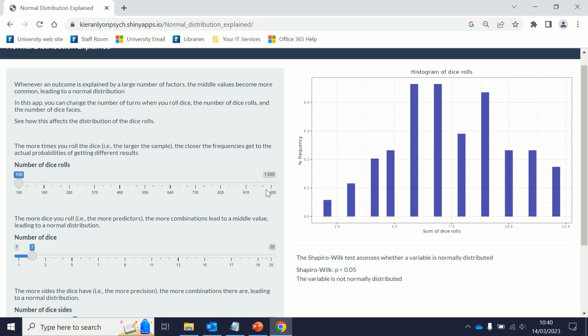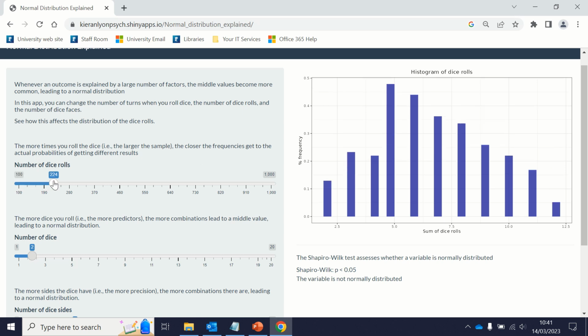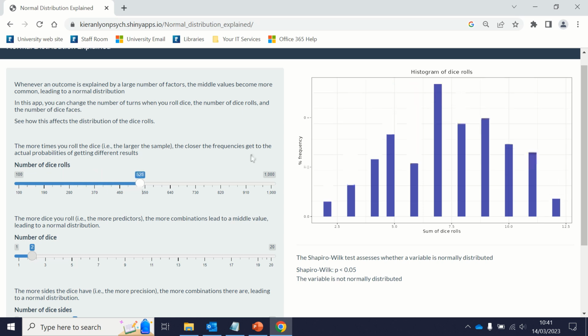So in the case of dice, the more times we roll the dice, the more turns we have and we record, then the closer our frequency in the sample becomes to the actual probability. So let's imagine that we roll the dice more times and more times and more times to 1,000 times. We can see it actually starts to look a bit more normally distributed. So the rule is the more times we measure our variables, the more normally distributed they look.